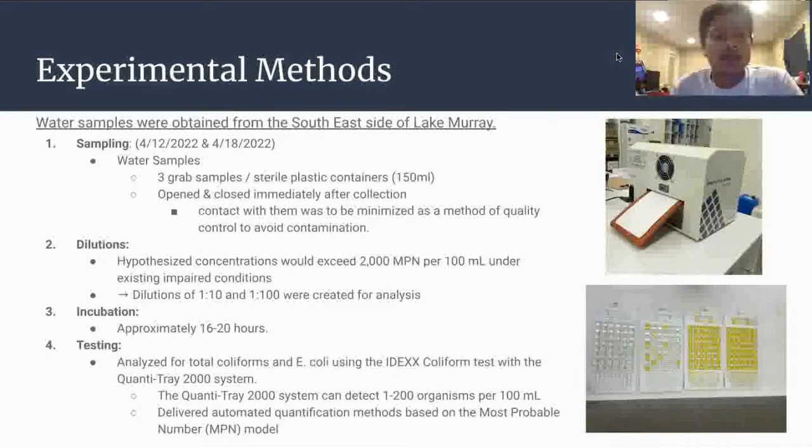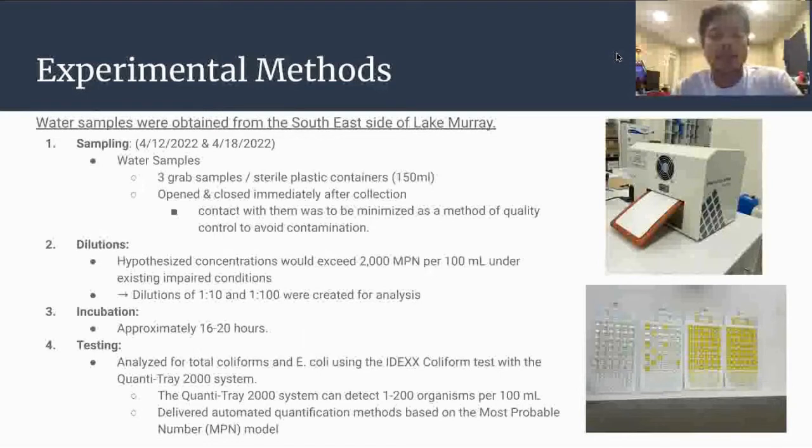And in terms of dilution, we first hypothesized concentrations would exceed 2,000 per 100 milliliters. So we concluded that dilution should be 1 to 10 and 1 to 100 for analysis. And next, for incubation, we incubated our samples for 16 to 20 hours. And in terms of actual testing, we analyzed for total coliform and E. coli using the IDEXX coliform test with the Quanti-Tray 2000 system.